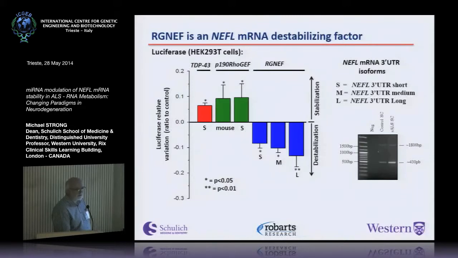And when we use the short form of human NfL, it also stabilizes, which really fussed the reviewers for our papers because we were showing the exact opposite for RGNEF. And depending on the length of the 3' UTR, greater degrees of destabilization. So remember, this is the human homologue to the murine. It should not have been doing that. So what happened to bring that about?